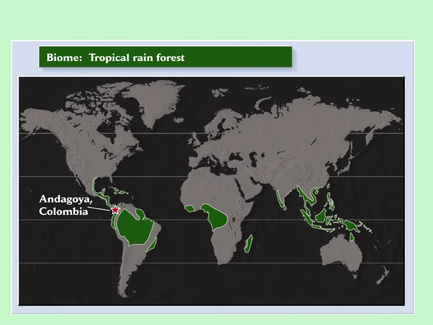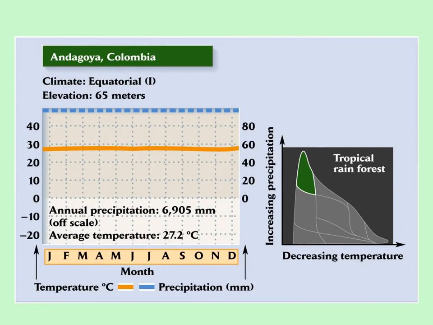Let's contrast this with the tropical rainforest. You can see it on all the continents here between the tropics of Cancer and Capricorn. So here's the chart for Andagoya, Colombia. Temperature, the yellow line, is very constant, and precipitation very high. Annual precipitation of over 6 meters of rain.